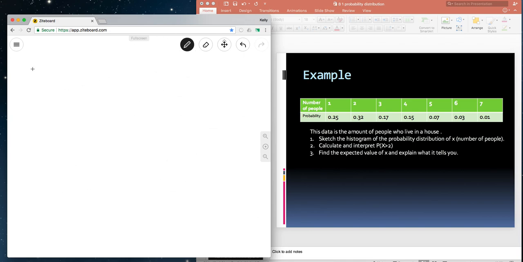So first of all, we want to sketch a histogram of our data. And basically they just did the number of people living in a house is 1 through 7. Obviously there could be more than 7 people who live in a house, but they just went ahead and did that. And of course you're not going to have 0 people living in a house, because then we just wouldn't count it. Alright, we take a look at our highest value.